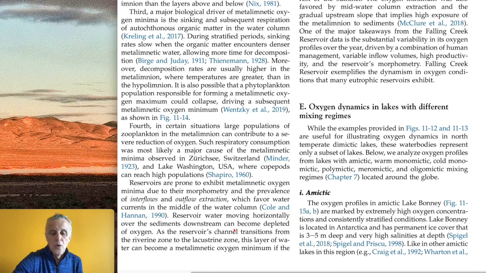Reservoirs are prone to exhibit metalimnetic oxygen minima due to their morphometry and the prevalence of interflow and outflow extraction, which favor water currents in the middle of the water column. Reservoir water moving horizontally over the sediment downstream can become depleted of oxygen as the reservoir channel transitions from the riverine zone to the lacustrine zone.